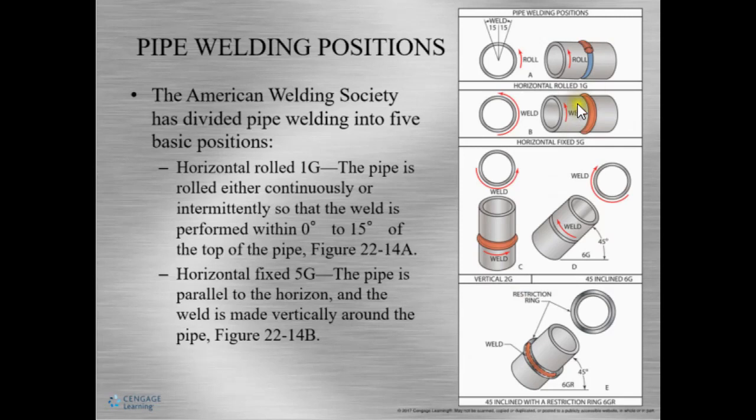Okay, so this is what it would look like. So we would be going up. 2G refers to the vertical position of the pipe, and the pipe is rotated to make the weld. Now, everybody says, well, what happens to 3G? Well, 3G got thrown out a long time ago, so we're not even going to worry about it.